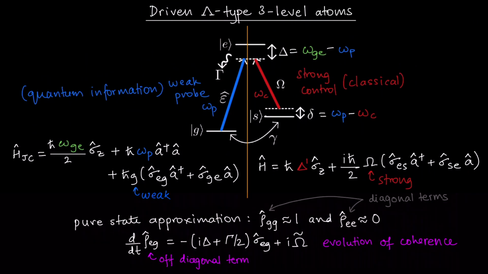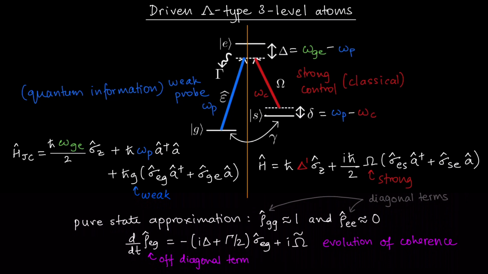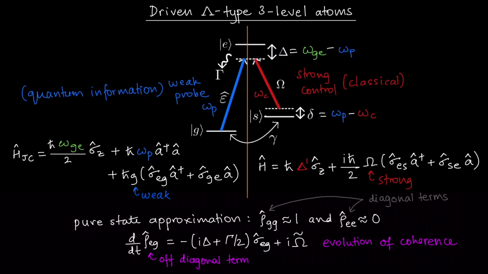Now, because of the spontaneous emission, we can say that for weak driving fields, our atoms will predominantly be in the ground state. That is, we can make a pure state approximation. Using this, we can simplify the off-diagonal terms to give us the evolution of coherence between the ground and the excited state. And omega tilde here in general just represents the coupling strength of our field.